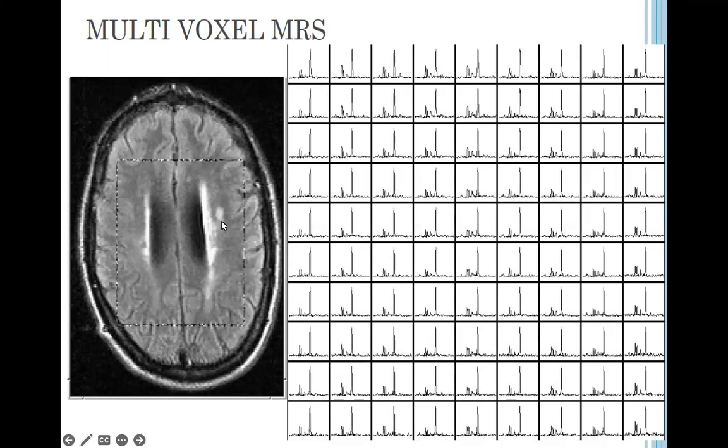Multi-voxel MRS is like the BBC or other news channels that I like, something like WION, all of which focus on a broader perspective. They look at all of them together and then take a call as to what is happening to the Hunter's angle in each voxel. This is called multi-voxel MRS.